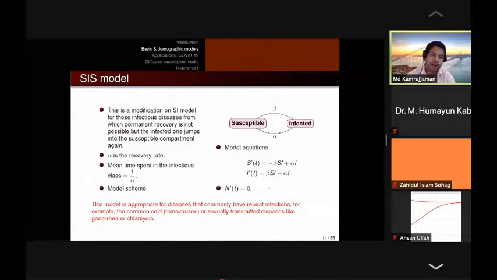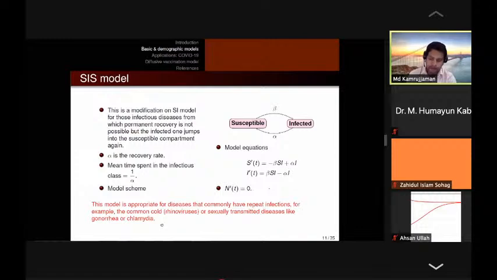Okay, so let us continue to the next model, the SIS model, a little bit more advanced than the SI model. This is a modification of the SI model for those infectious diseases from which permanent recovery is not possible, but the infected one jumps into the susceptible compartment again. So this is the real scenario of this diagram. This is the path: susceptible to infected, and again infected to susceptible. And this is the mathematical model of ordinary differential equations. This model is appropriate for diseases that commonly have repeat infections, for example the common cold, many seasonal flu, and sexually transmitted diseases like gonorrhea and chlamydia.